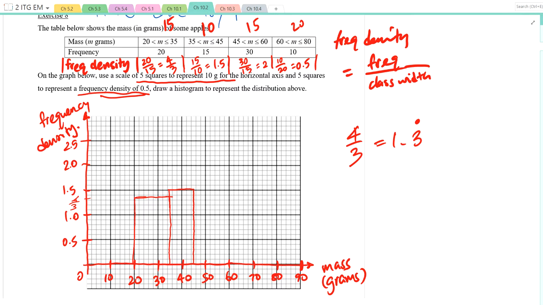The next, we've got another range of 15, class width of 15. So 45 to 60. This time the frequency density is 2. So let's extend it up onto 60. And the last one, from 60 all the way to 80, we've got a density of 0.5.